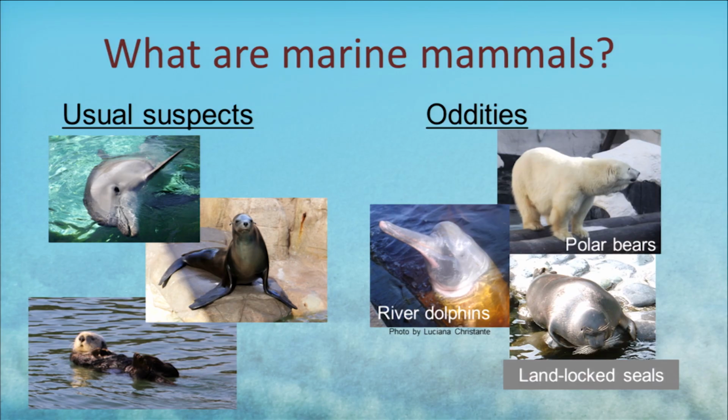We have landlocked seals, so these are seals that are actually found in big lakes. They're not found in the ocean, and then the polar bear. So I'm going to briefly tell you about why each one of those groups is still encompassed in marine mammals. So when we take a look at the river dolphins, it turns out, yes, the river dolphins don't live in the ocean per se. They live in rivers, which tend to be more freshwater, but the river dolphins are evolutionarily related to all the other marine dolphins.